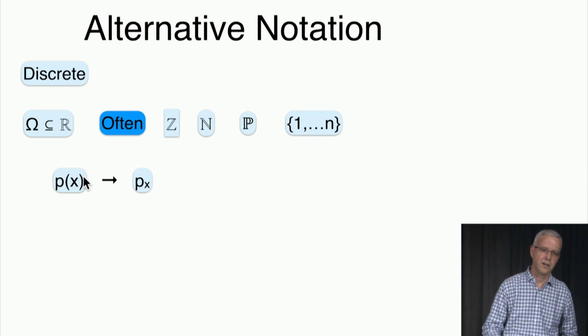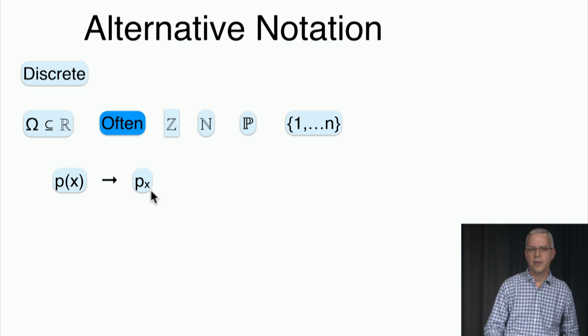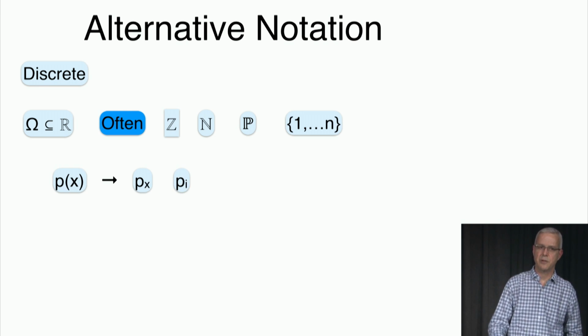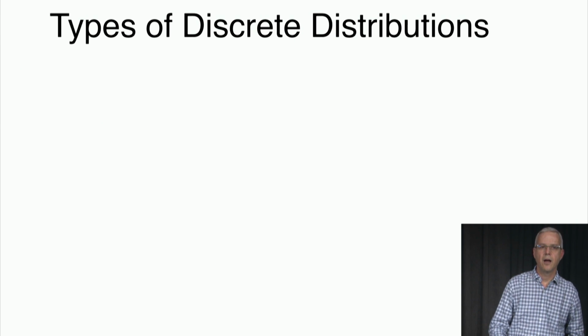It's just fewer parentheses to write, maybe a slightly cleaner notation. And because x is often distributed over the integers, then sometimes instead of P of x, we just write P of i. Okay, P sub i. And then what we would have is that P_i is bigger than or equal to 0, and the summation of P_i is 1. All right.